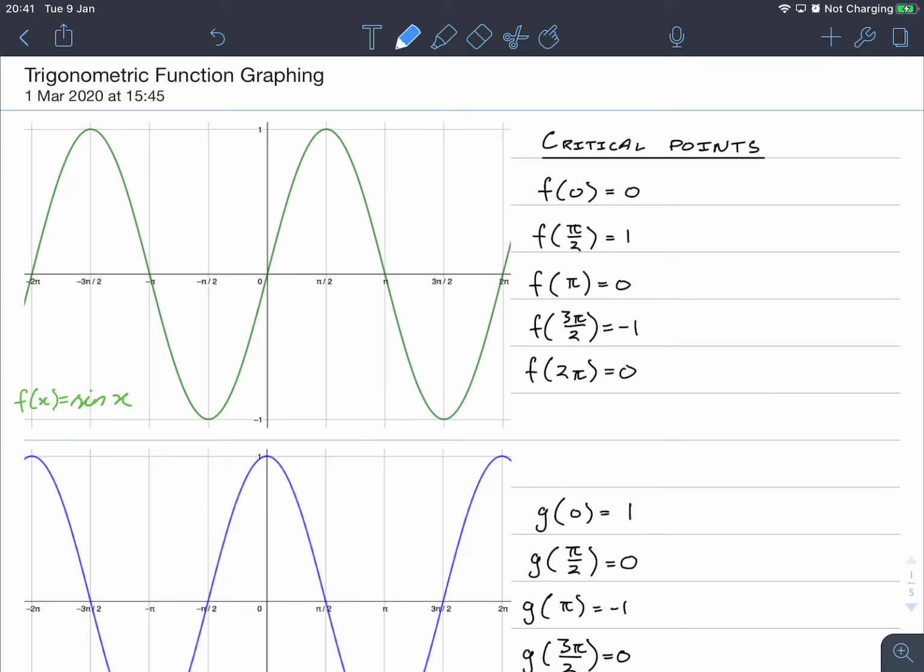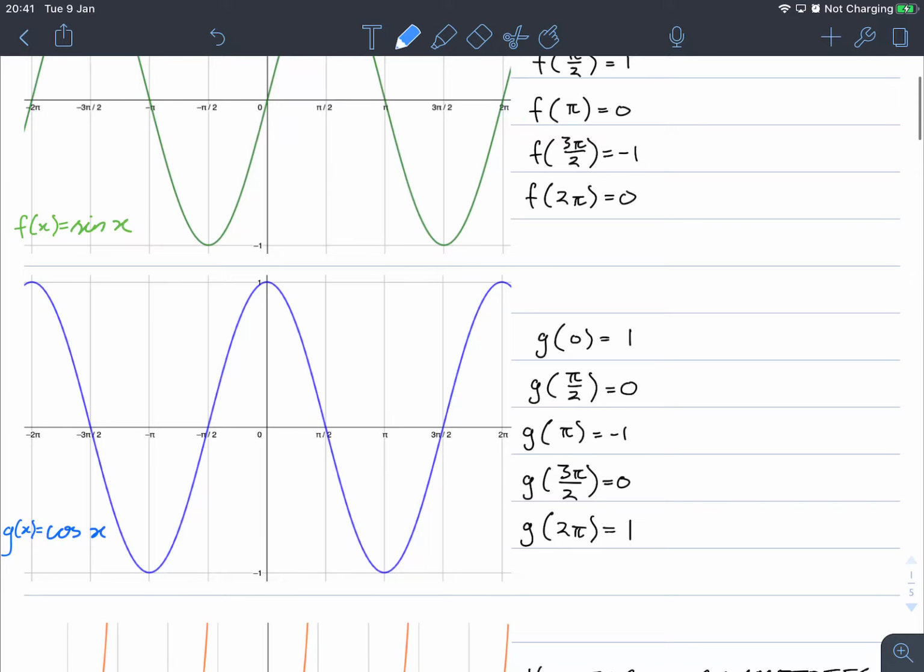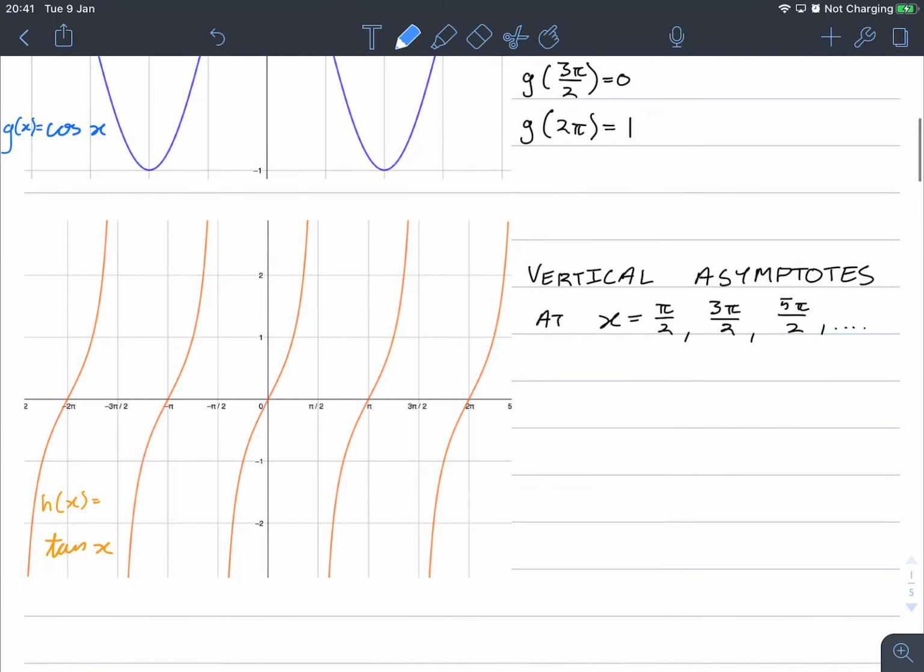And I hope you're familiar with them in terms of radians. Likewise, here it is for cos of x, and here are the critical points that we need to remember. And lastly, tan of x. The critical points mainly here are the asymptotes at pi on 2, 3 pi on 2, 5 pi on 2, etc.